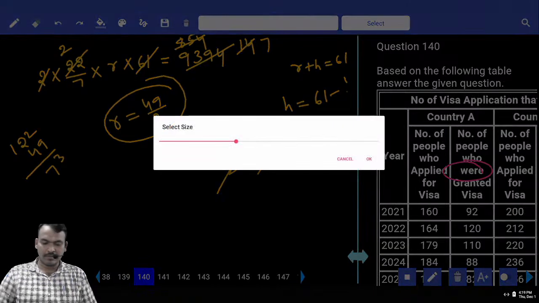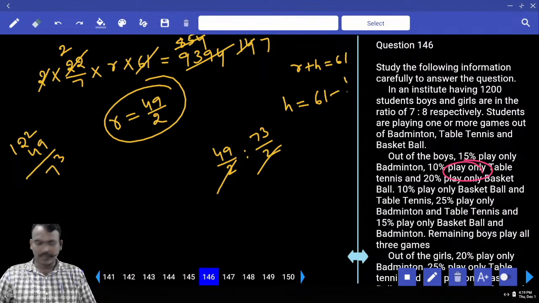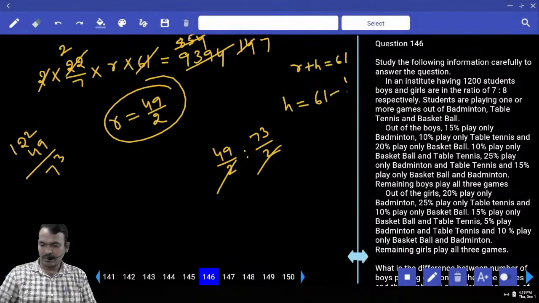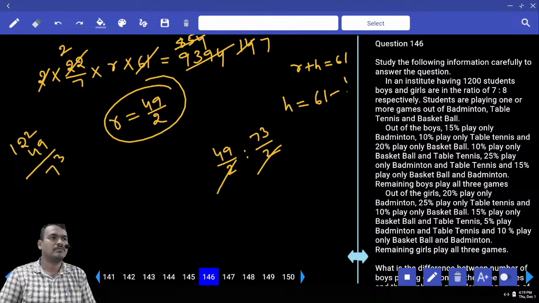142, 145. Skip. 146. Just a Venn diagram model, already material question. Skip or discuss?